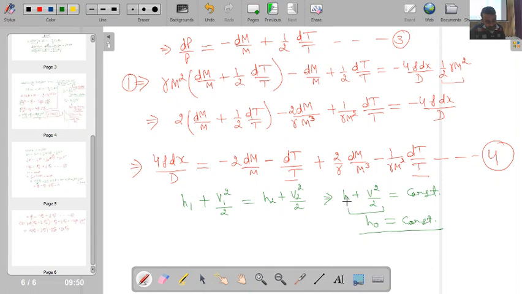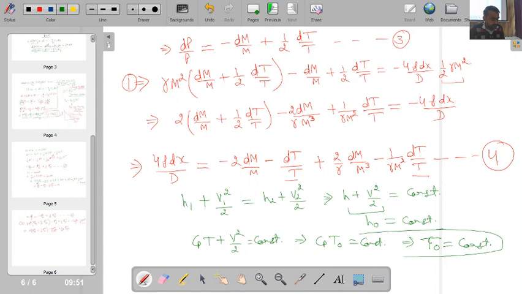Another important point is, from the concept of calorically perfect gas, I can write h equal to Cp times T. So from here I can also write Cp times T plus V square by 2 equal to constant, which will become Cp times T naught equal to constant, and simply I can say that T naught will also be equal to constant. So stagnation temperature for 1D flow with friction will be nothing but constant. That is what we are inferring from the energy equation.